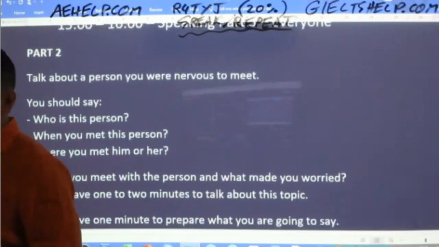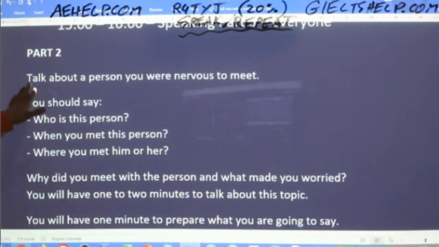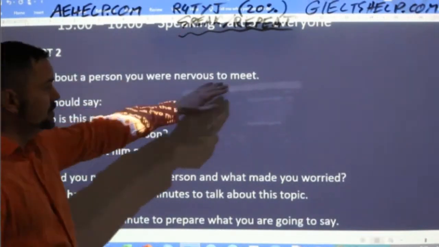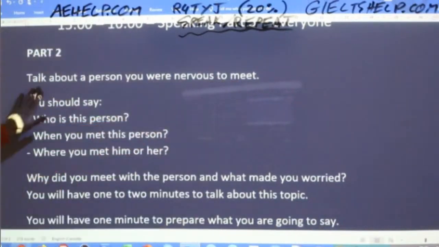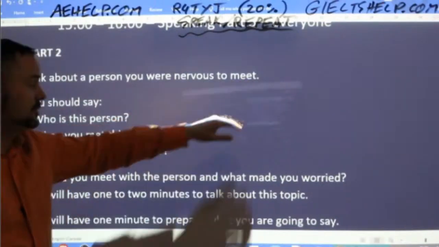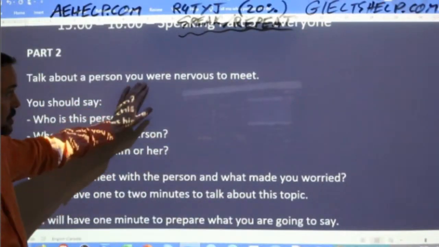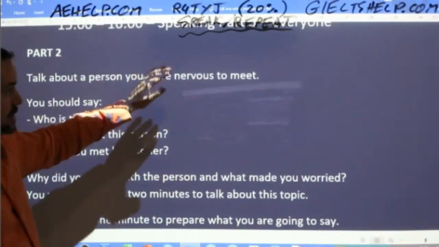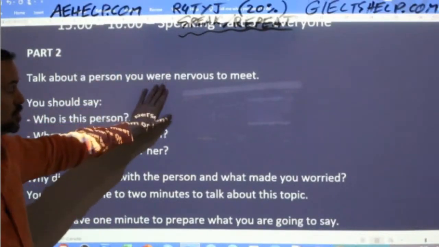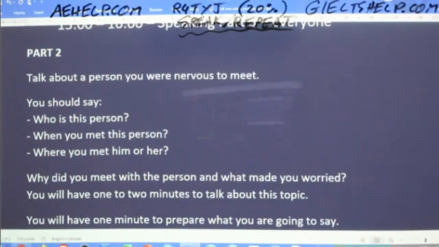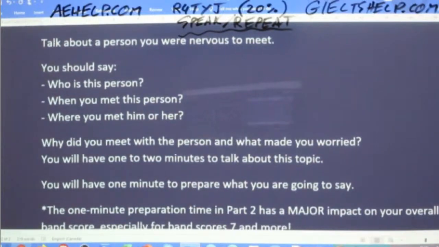So basically what I do is I turn over the card and then I go, okay, talk about a person you were nervous to meet. Okay, talk about a person you were nervous to meet. So it's me, I met this person, I was nervous to meet them. Not they were nervous to meet me, not somebody else, not in the future, but in the past. Clear. Okay, so I read it twice. It's crystal clear.